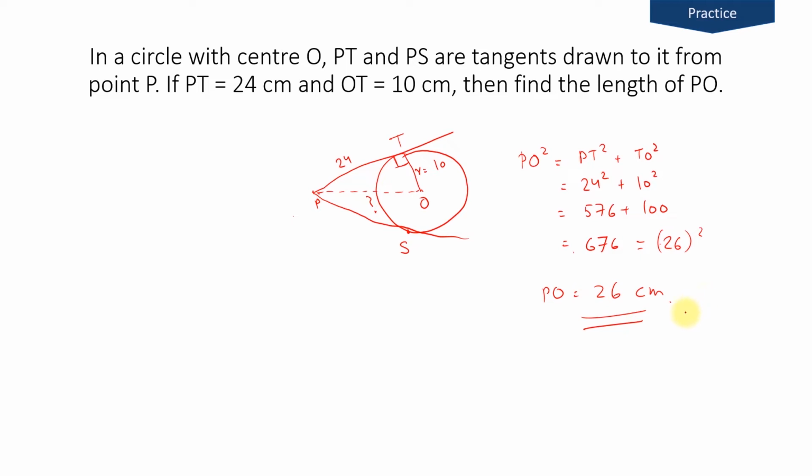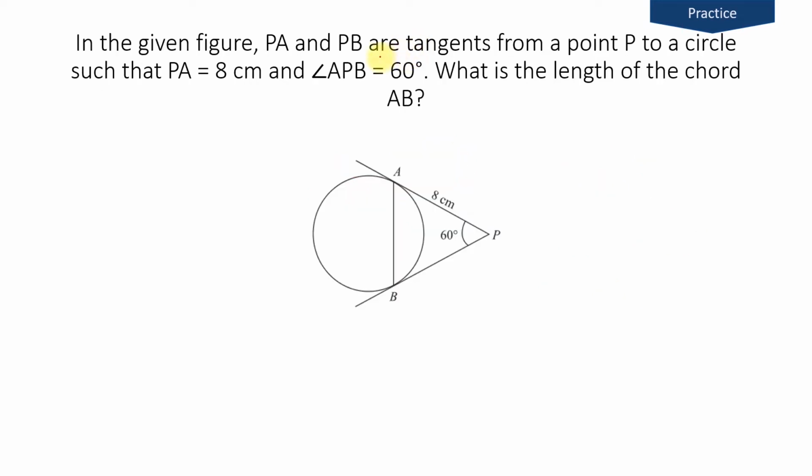So the concept here was that when there is a tangent and it is touching at a point and you draw a radius to that point, the angle between the tangent and the radius is 90 degrees. Now in this problem, PA and PB are two tangents from point P to the circle.